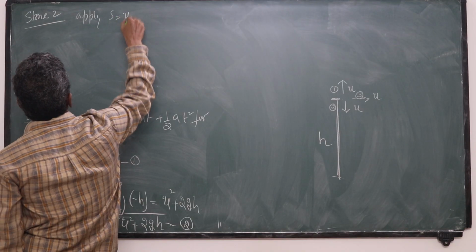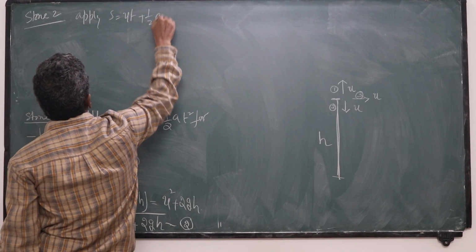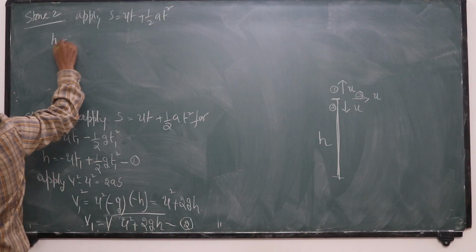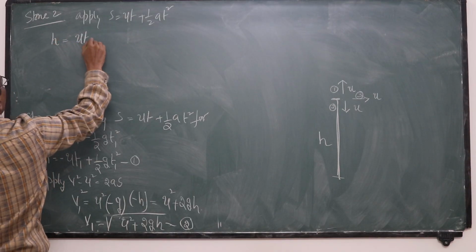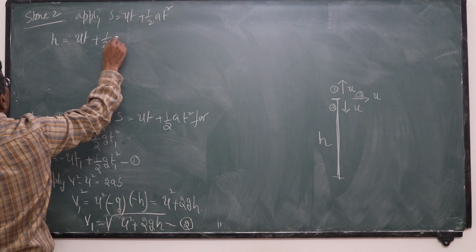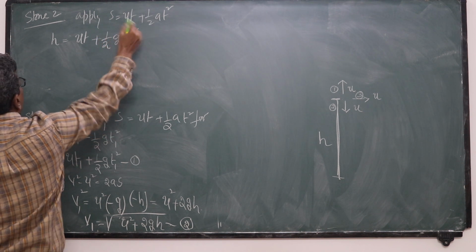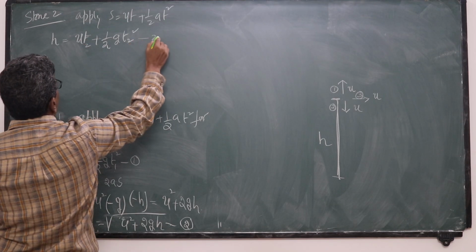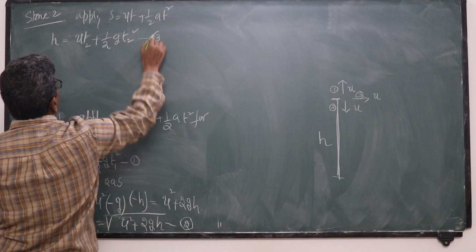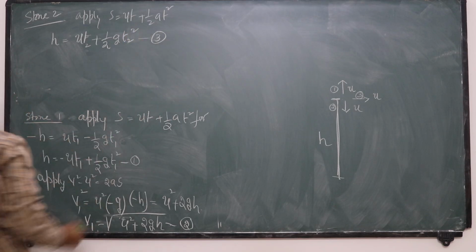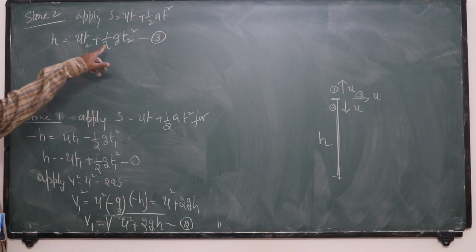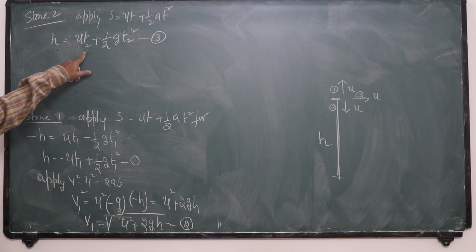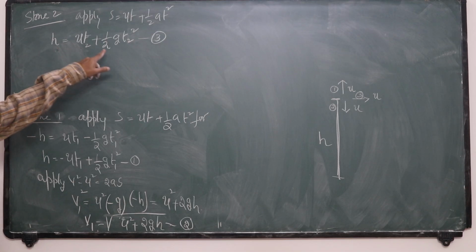s is equal to ut plus half at square for stone 2. S becomes h, ut, since a becomes plus g, t square. So this is t2 square. This is equation 3. So this is also a quadratic expression. After getting the roots of this, you find t2.